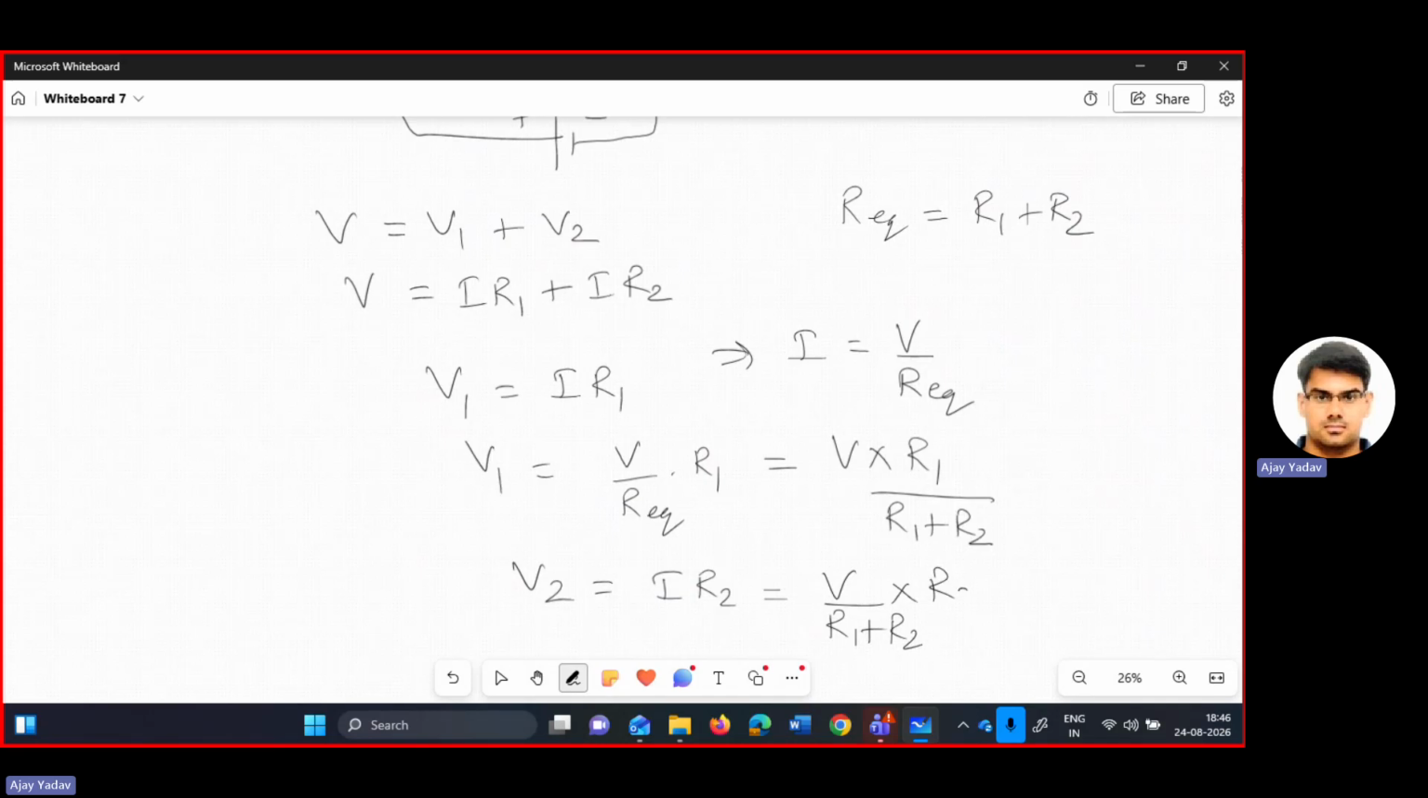into R2. So we can use this in cases where you directly want to calculate the voltage across the resistors R1 and R2. In that case, you can directly use this formula. If you know the source voltage and resistances, then you can directly use this formula to calculate the voltage across the resistors when they are connected in series.